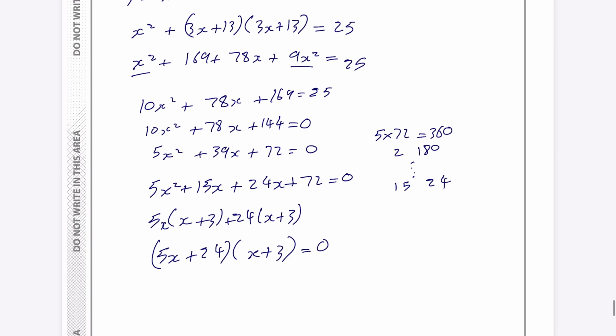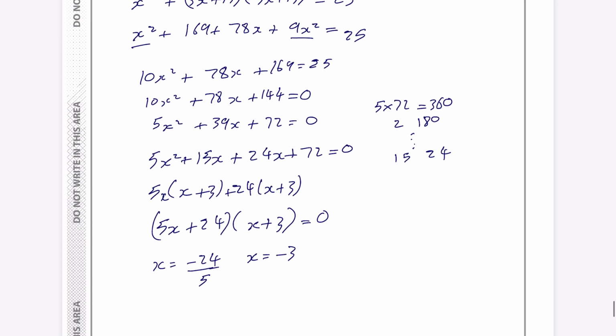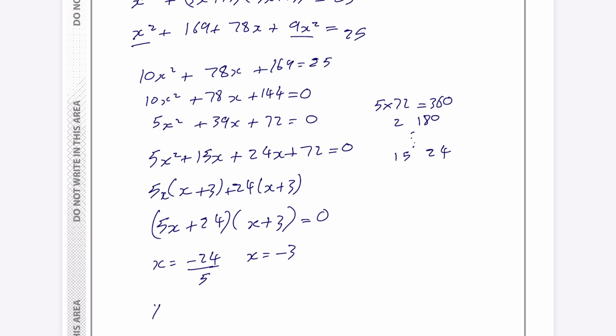0. And in order to make this equation 0, x is either equal to minus 3 there, or x is going to equal minus 24 over 5 here. Now we're going to sub this back into this equation all the way up here, so this equation that we arranged earlier, to get what y is. So I'm going to copy that equation down, so we have y is equal to 3x minus 13.